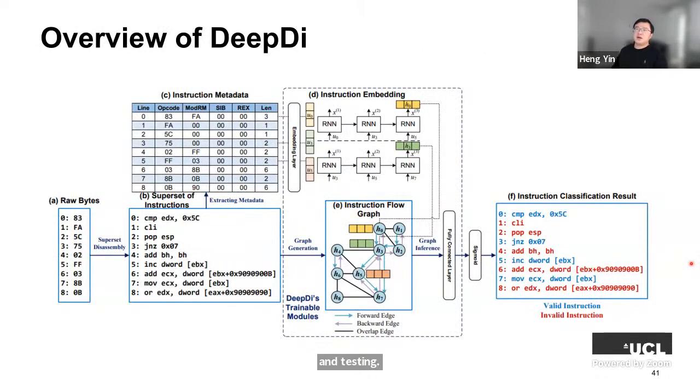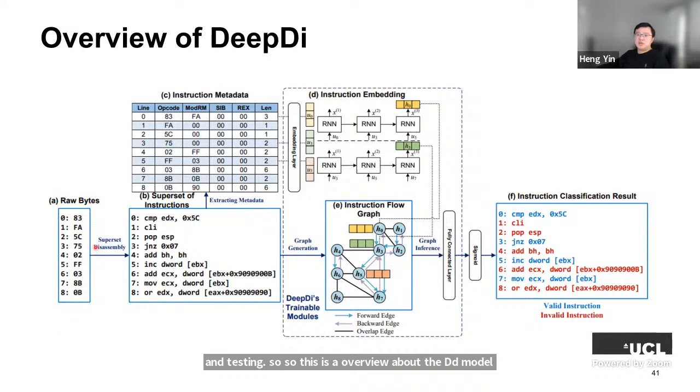So this is an overview of the DeepD model. Essentially, we take the raw bytes as inputs, and we quickly disassemble every possible byte offset and produce a superset of instructions. This is done on the GPU, which means it is greatly parallelized. Then all these possible instructions are converted to instruction metadata according to the opcodes, the n-gram, and so on.